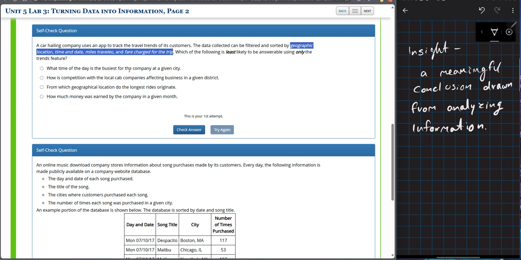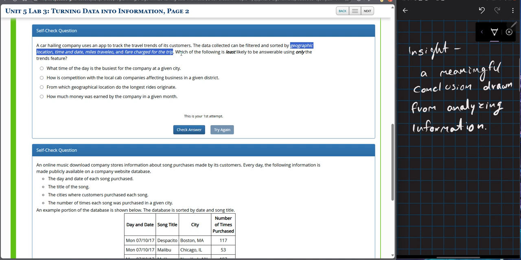What is the time of the day that is the busiest for the company in a given city? So we know the time of day, we know the location, so we know the day and the city. And we also know the busiest because we know the fare. No, we wouldn't know the busiest. Oh no, we would. Okay, that's a maybe. We know the time of day and the given city, but we don't know if it's the busiest. That's a maybe.